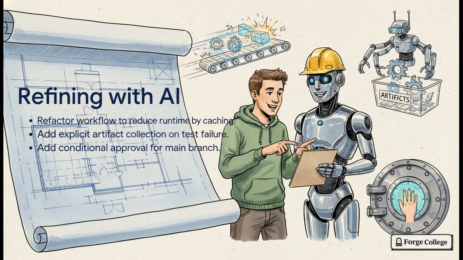But hey, don't just stop at that first draft. You've got to iterate with the AI using follow-up prompts. Ask it to refactor the workflow to reduce runtime by caching dependency layers. Ask it to add explicit artifact collection on test failure, which just means that if the robot breaks, it neatly boxes up all the broken pieces for you to actually look at later. And make sure to ask it to add that conditional manual approval for main branch merges we talked about earlier. You're basically just having a conversation with your foreman to build the perfect factory.